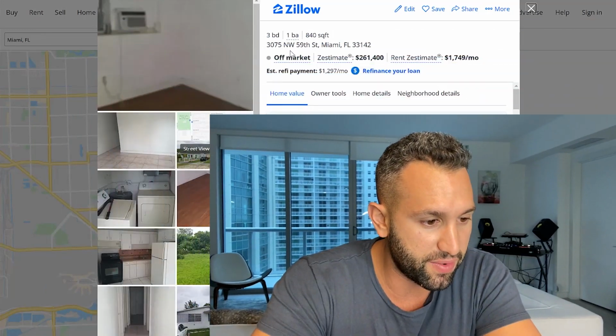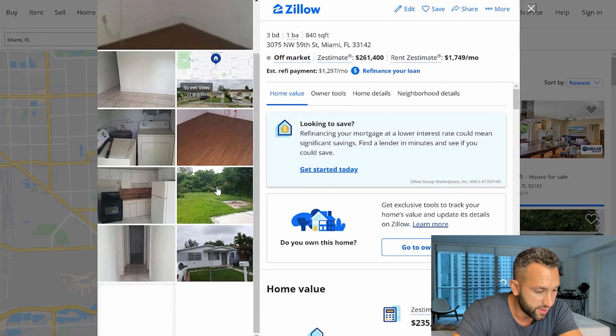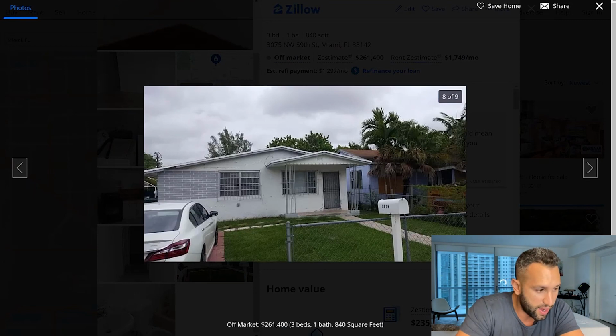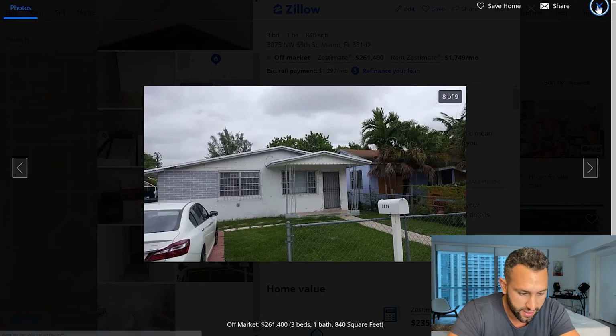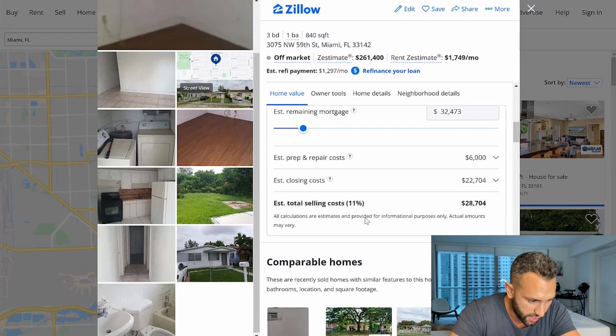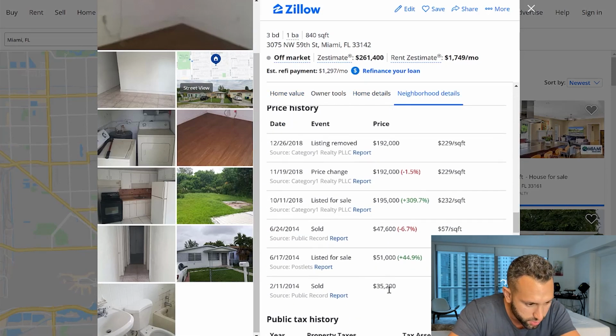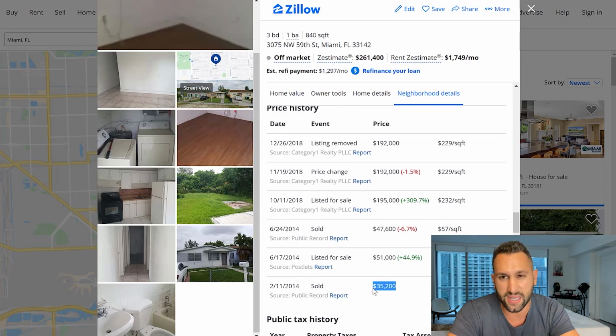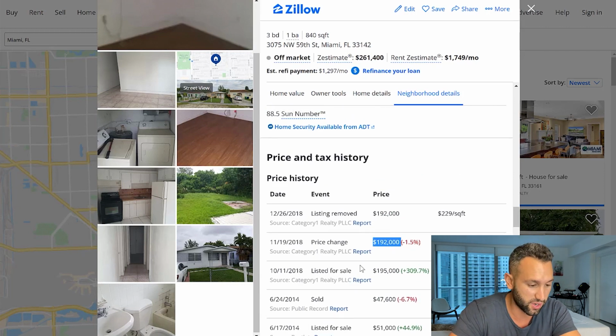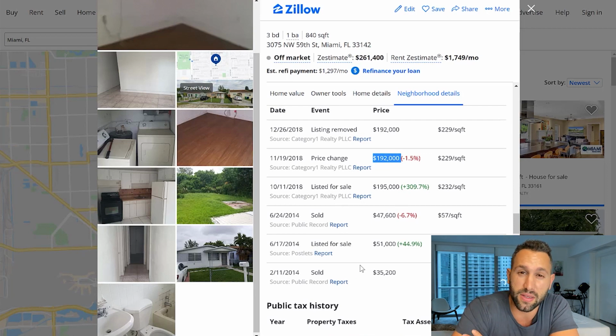So this is the house right here, 3075 Northwest 59th Street in Miami, Florida. This is what it looks like now. So this property, I actually purchased it a long time ago. Let's go to the public record so we can see it here. So, the wholesaler sold it for this. I actually ended up buying it for $47,600, okay? This is what I bought it for. Then a while back, I listed it for sale for $195,000 just to test the market, and now it's actually worth more than that. So anyways, I bought this house for $47,000. At the time, that's kind of what it was worth in a wholesale value.